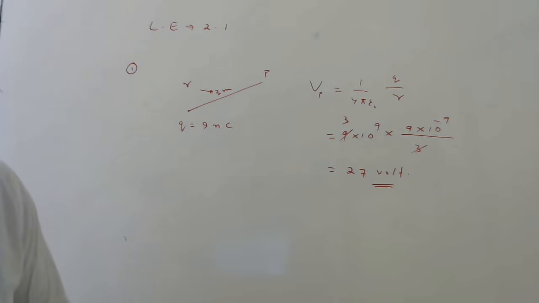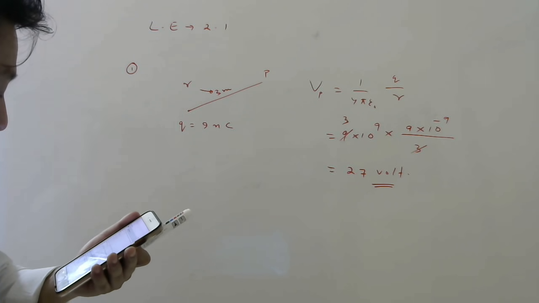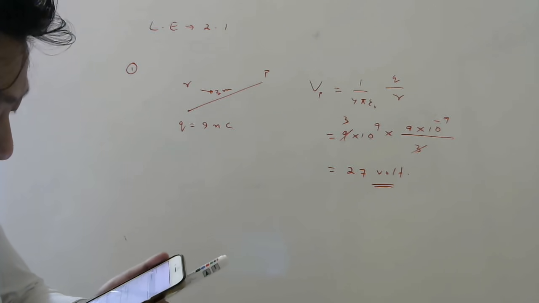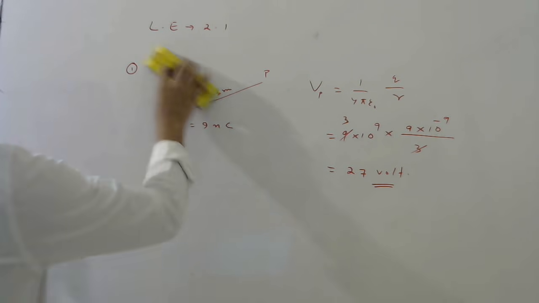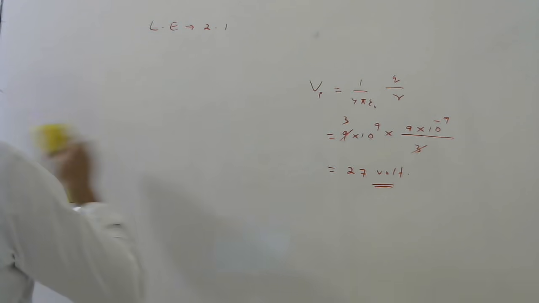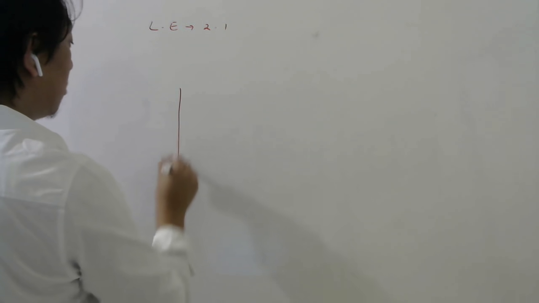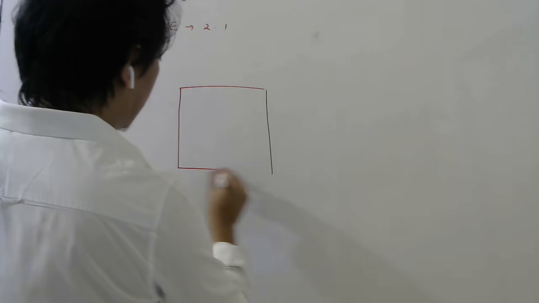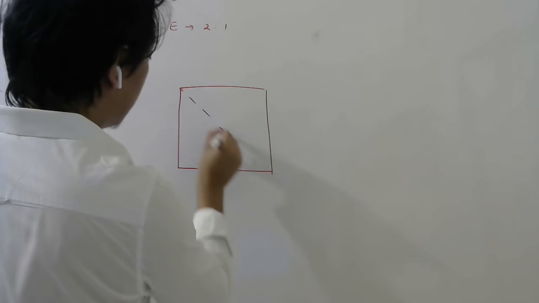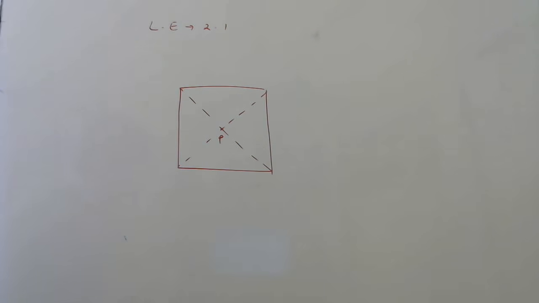Let us see question number 2 now. How can you keep 4 point charges plus Q, plus Q, minus Q, minus Q at the 4 corners of a square so that both electric field and potential at the center is 0? So how should you keep 4 charges so that electric field and potential both are 0 at the center? So this is your observation point.